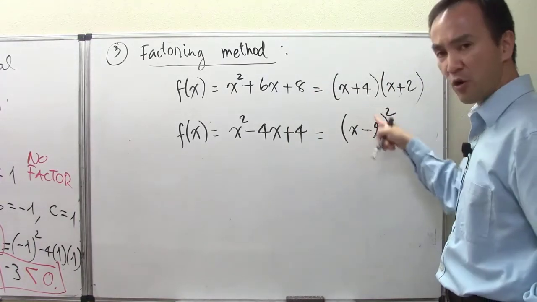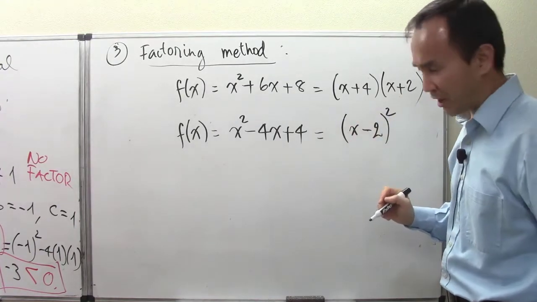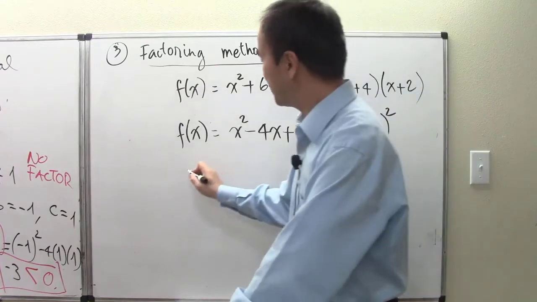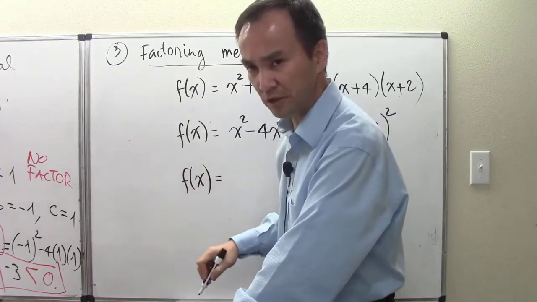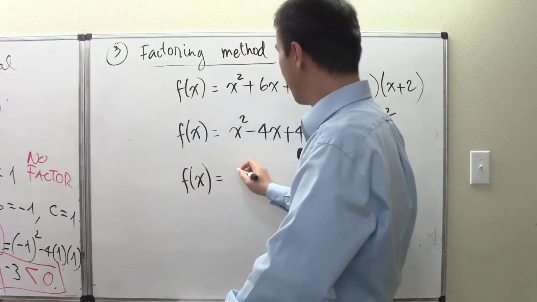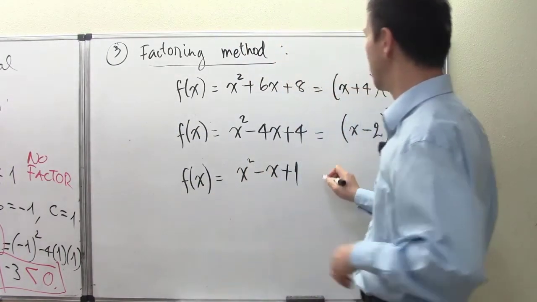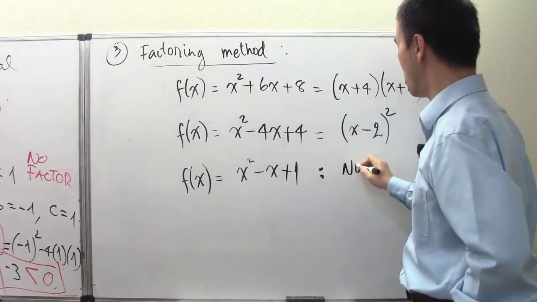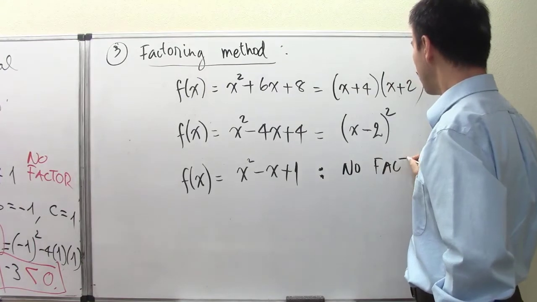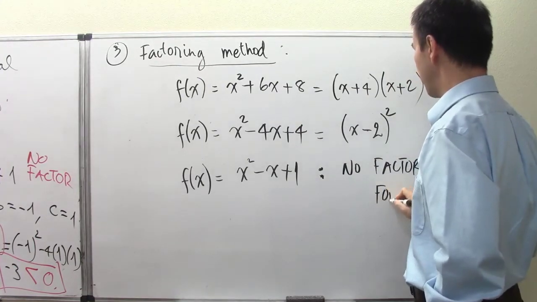So that's why I wrote it as the x minus 2 in parentheses squared. Okay, and further we came to part C that we finished earlier, just right before this. Then we had x squared minus x plus 1, and I have to put a colon here. No factor. No factored form. We can't really factor this.